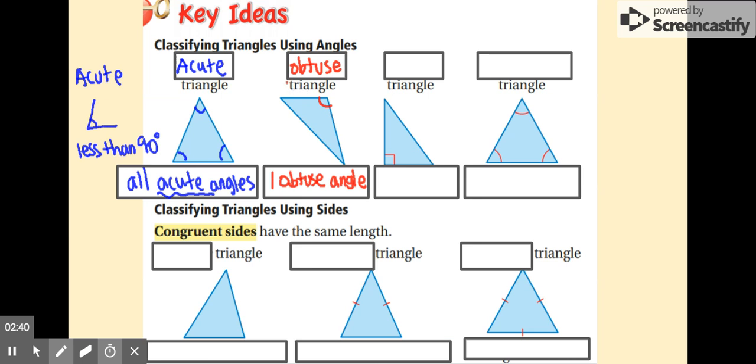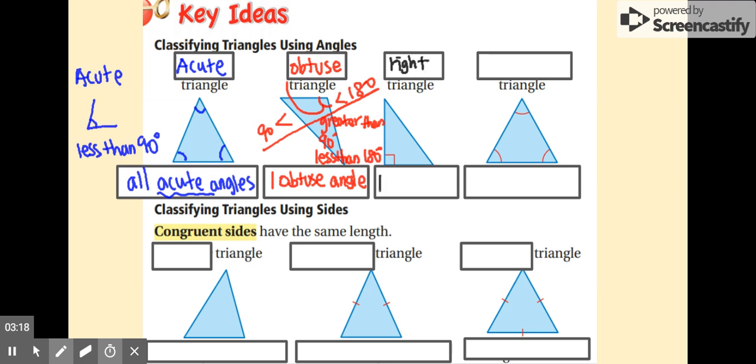An obtuse angle is greater than 90 degrees and less than 180 degrees. Copy. So you can say the obtuse angle is greater than 90 and less than 180. Copy both. And the next triangle is the right triangle.